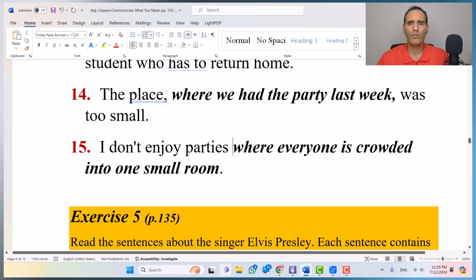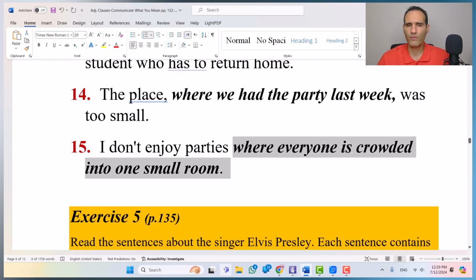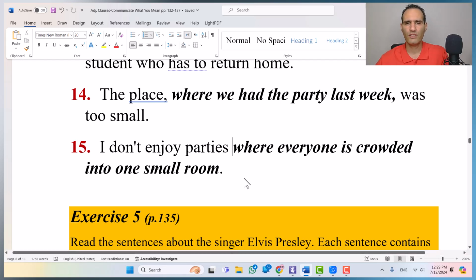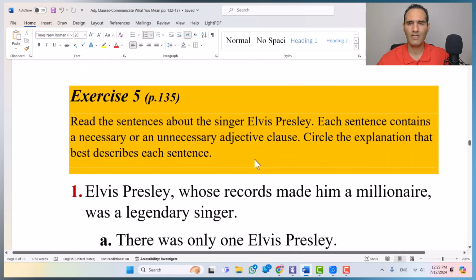I don't enjoy parties. Do you dislike all the parties? No, just those in which everyone is talking and is crowded. So it is a necessary adjective clause. I want to say I don't enjoy the parties that have this feature, a necessary adjective clause without a comma. This was exercise 4. Now exercise 5.